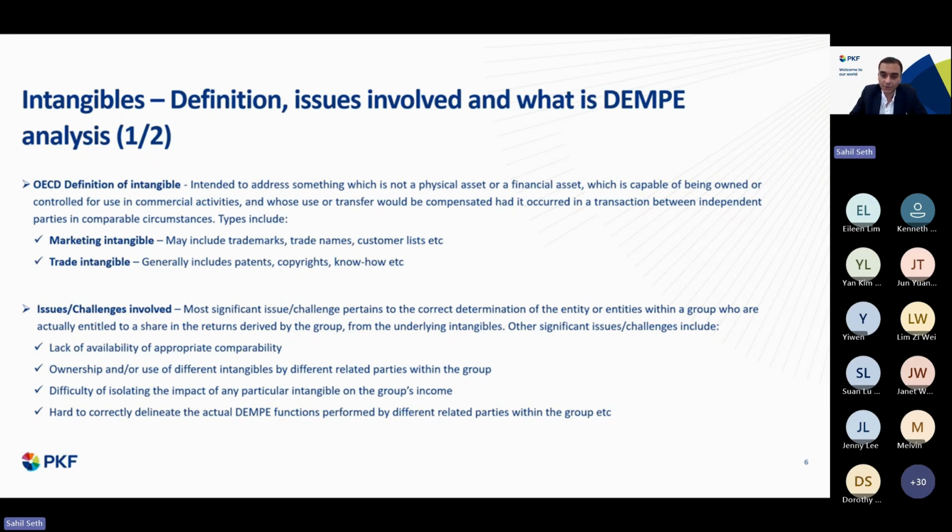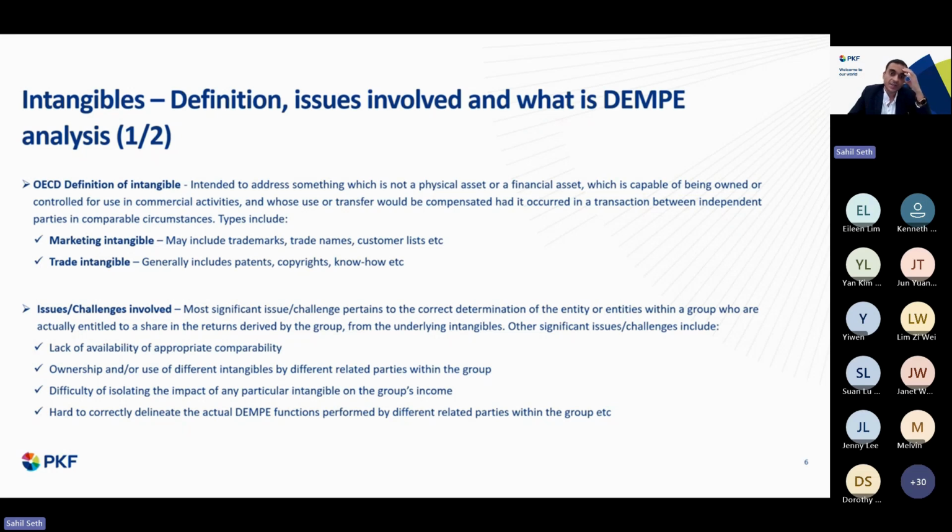Because one entity would obviously be entitled to certain returns, right? And one would have to make certain payments. So it's very important, first of all, to understand what exactly the intangible involved is. That's the first component. Then who is making what contribution, and then on the basis of that contribution, what returns need to be given to that particular entity in the group, right? So that's the most important point or issue in intangibles.